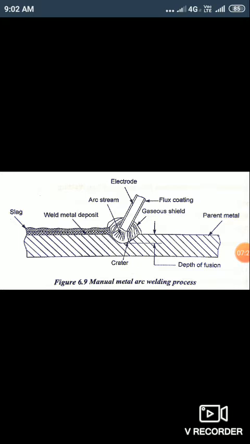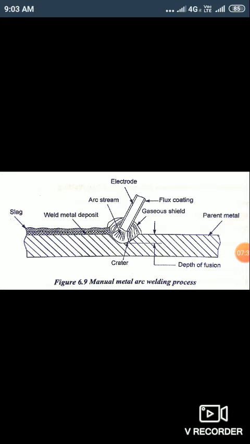Excessive spatter is produced during welding. Spatter is produced, so proper personal protective equipment should be used when we are using shielded metal arc welding.